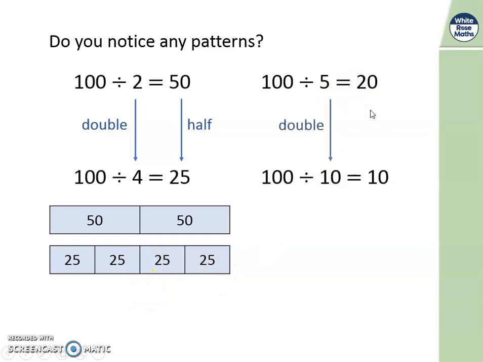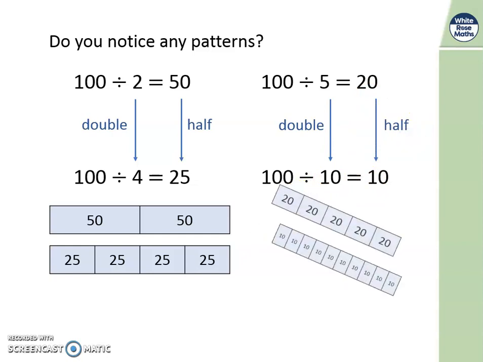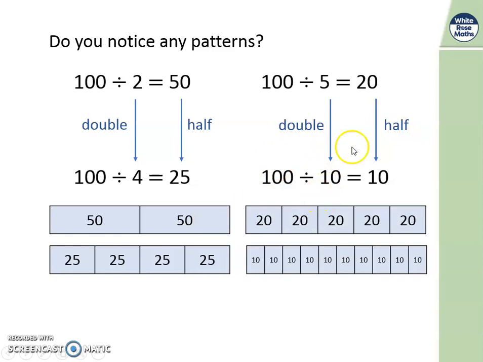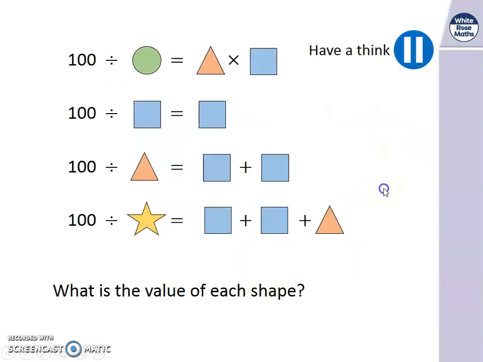On this side, if I double 5, I make it into 10, so I'm doubling the amount of parts that I will have. Therefore, the amount in each part will have to halve because I'm sharing it between more parts. Let's have a look at the model. Here we have 5 parts representing 20, but you can see when I've had to split it into 10 parts, each of those parts is split again. So I've shared that 20 between 2 further parts, so we've halved it.